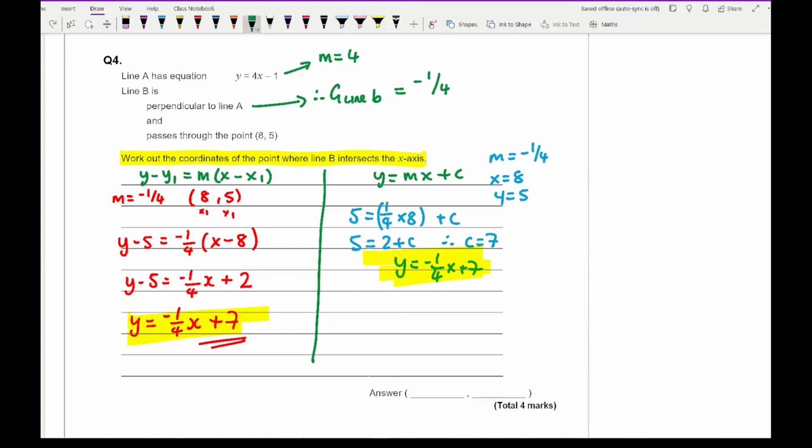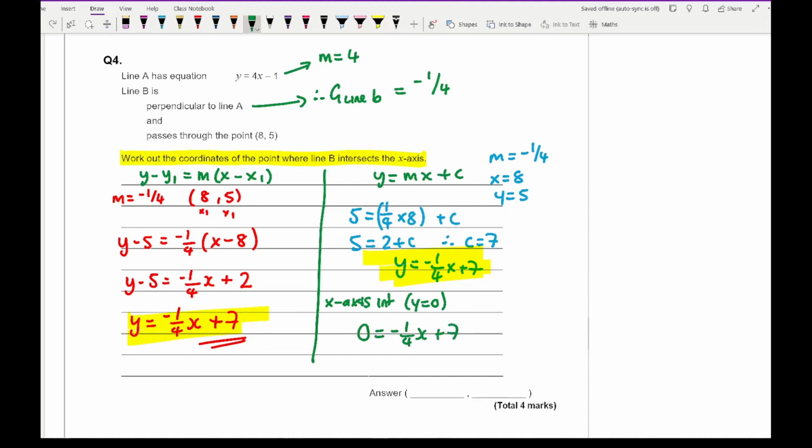Now I've not answered the question, because the question then says write down the coordinates of where it intersects the x-axis. So if we're looking for the x-axis intercept, that's when y equals 0. So here I've got y equals minus a quarter x plus 7.